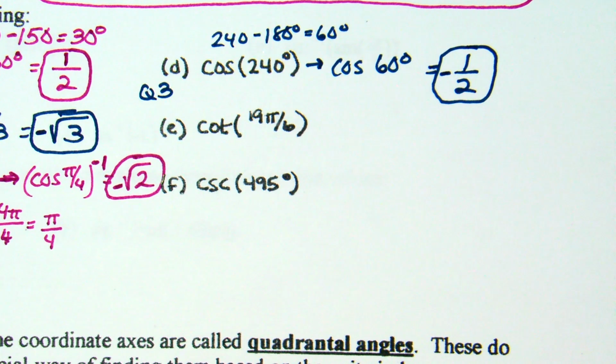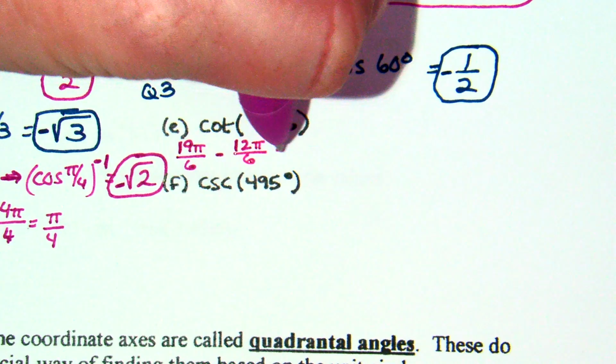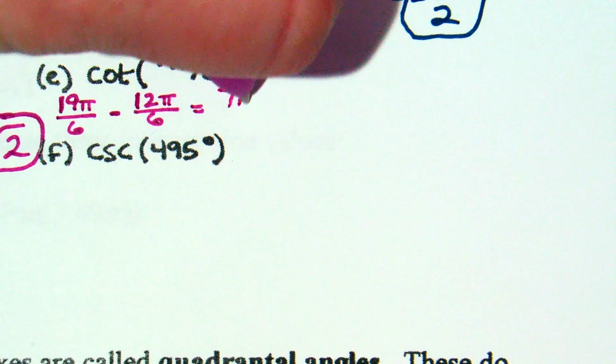Okay, so if we look at this then, I'm going to try and put it in right here: 19 pi over 6 minus 12 pi over 6. Where does that put me? Yeah, that subtracts to be 7 pi over 6. Now, 7 pi over 6 is more workable, right?